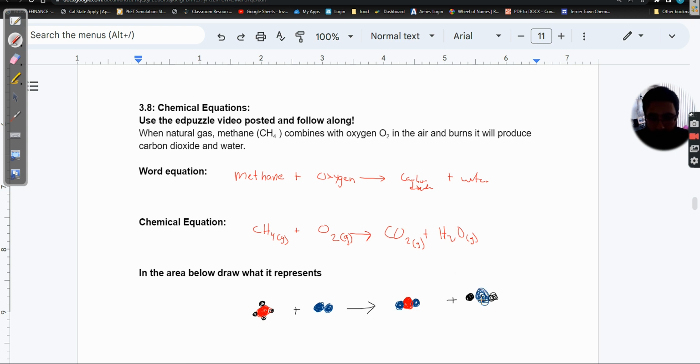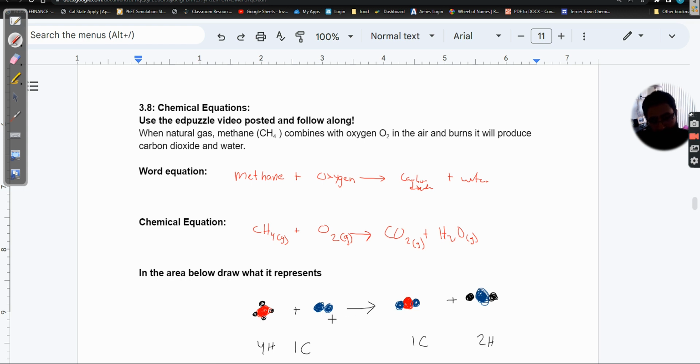Close enough. Now, let's take a look at this really quick. Over on the left side, we have 4 little black dots, or 4 H's. Over on the right-hand side, we have 2 black dots, or 2 H's. Over on the left-hand side, we have 1 red dot, or 1 carbon. Over on the right side, we have 1 red dot, or 1 carbon.